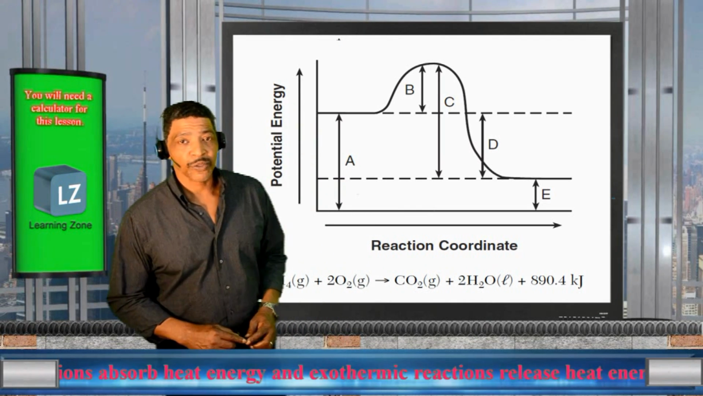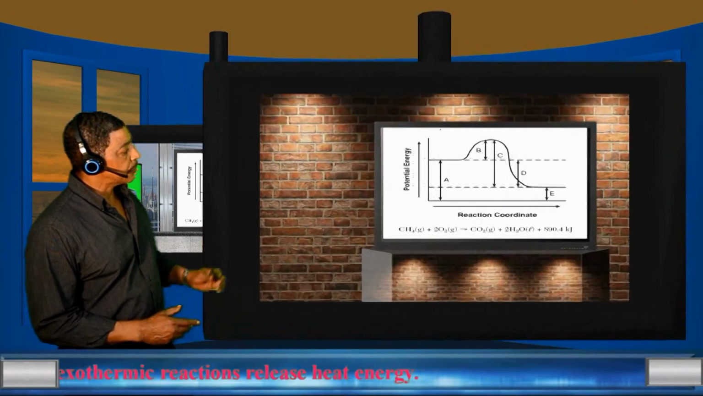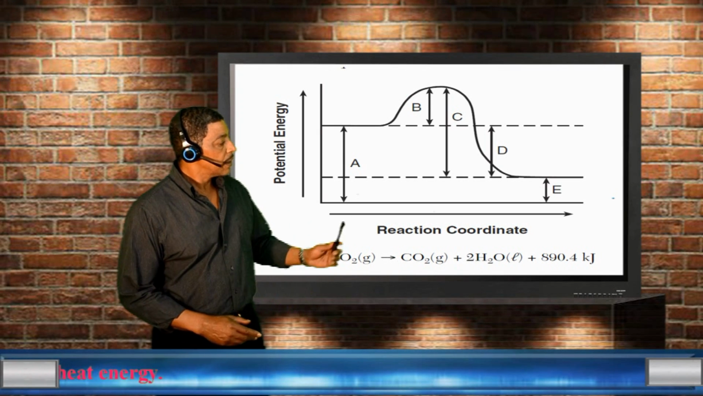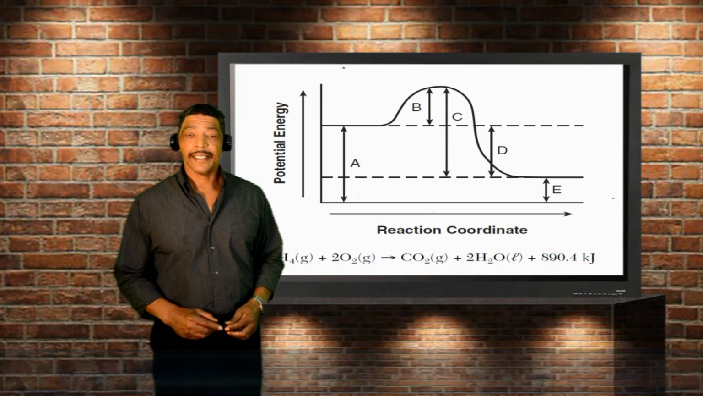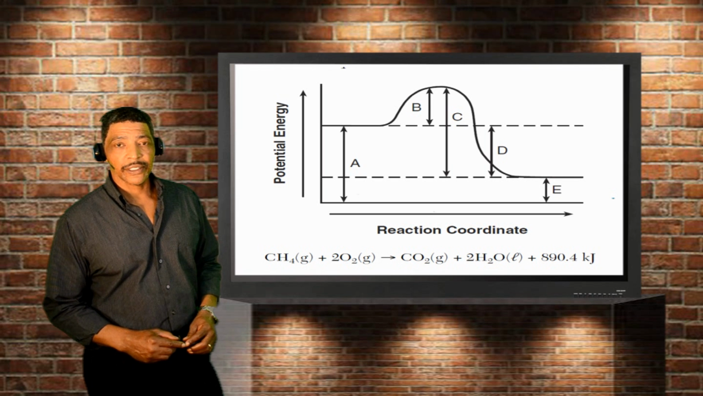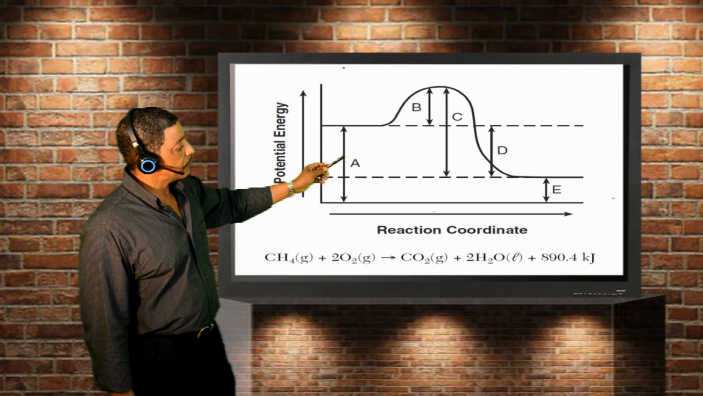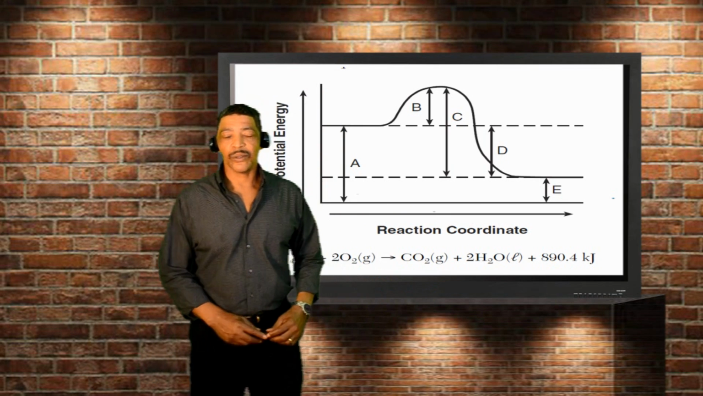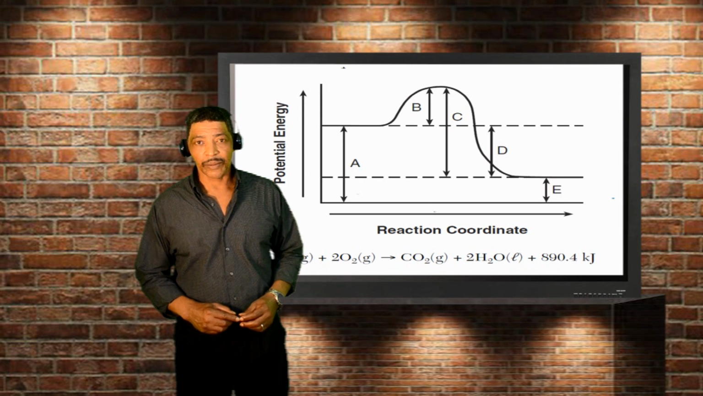Consider this example from a recent Regents examination showing the potential energy diagram for the reaction between methane gas and oxygen gas to produce carbon dioxide and water. This reaction releases 890.4 kilojoules of heat energy. On the graph, the y-axis represents potential energy, while the x-axis represents the reaction coordinate. A reaction coordinate simply indicates the progress of the reaction.